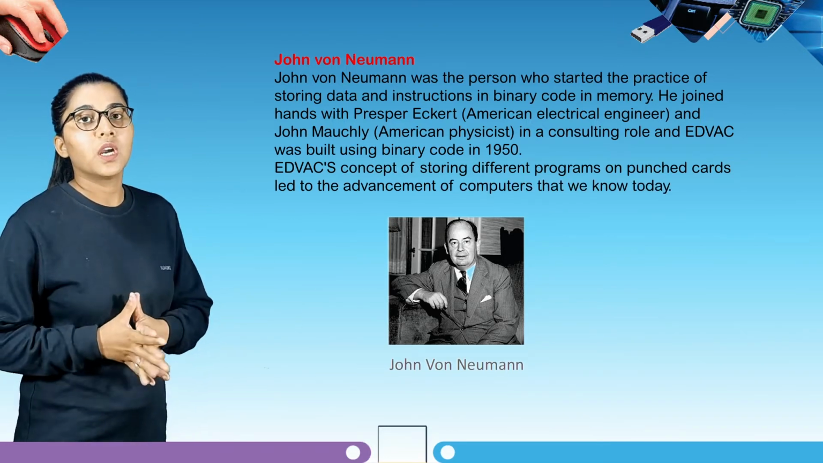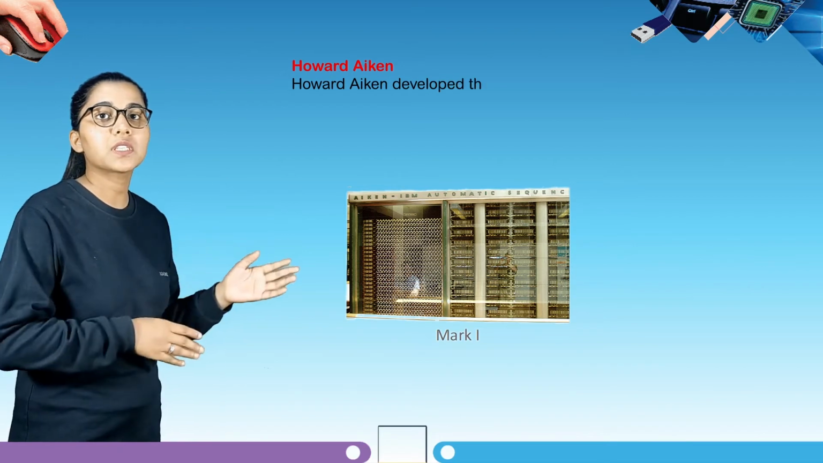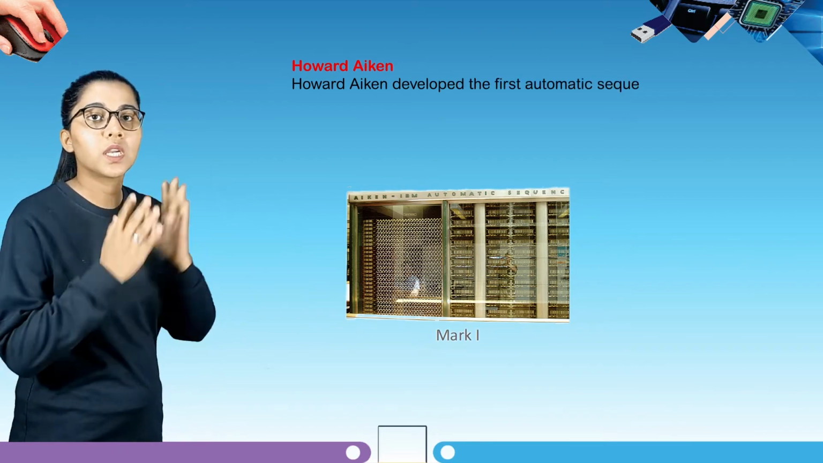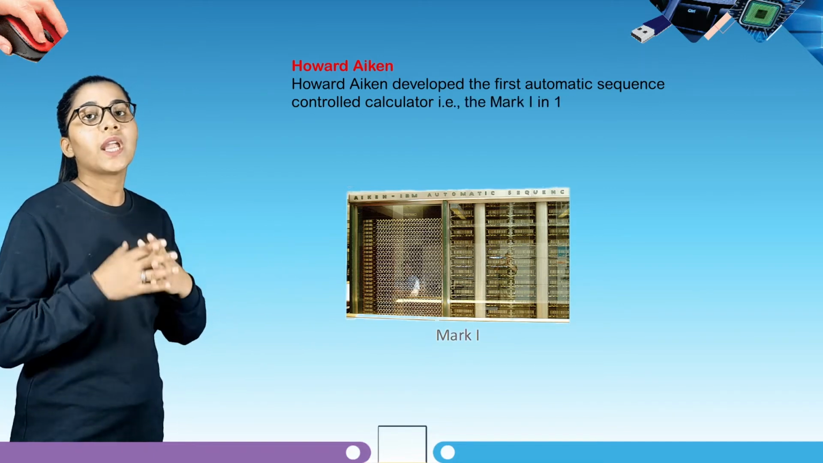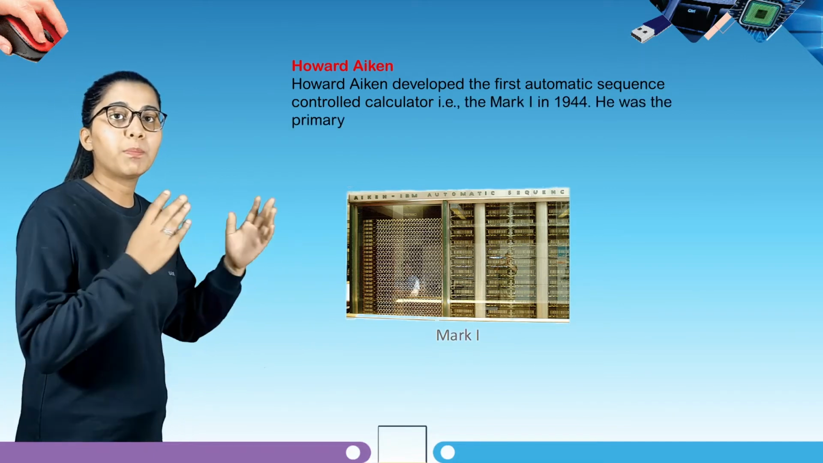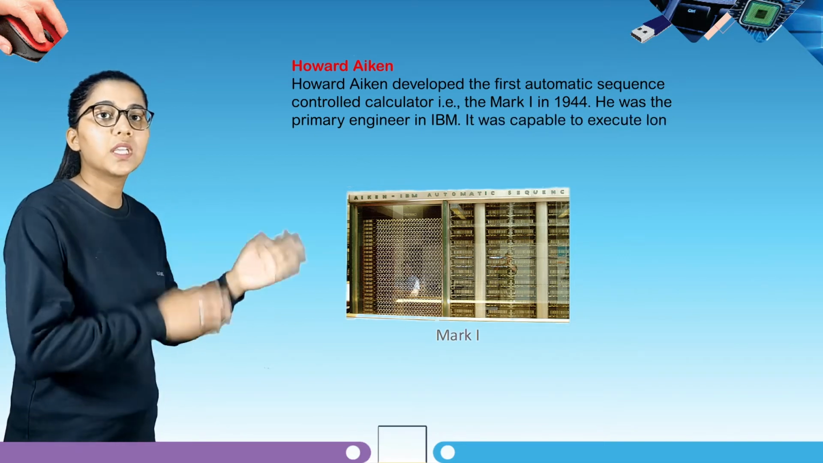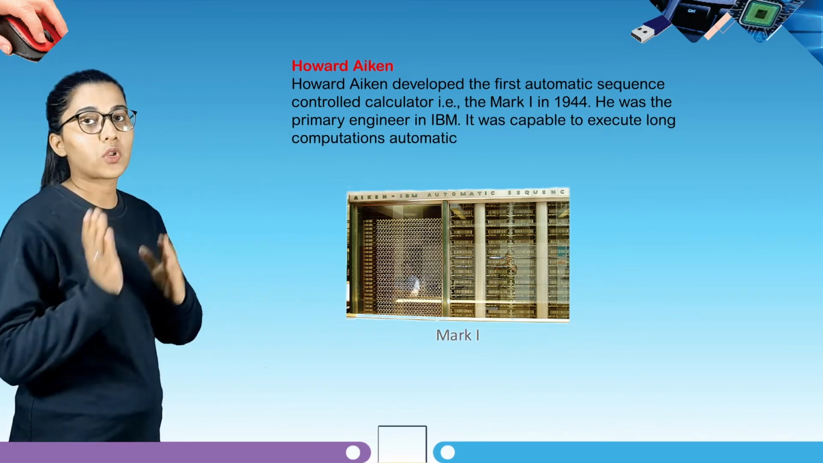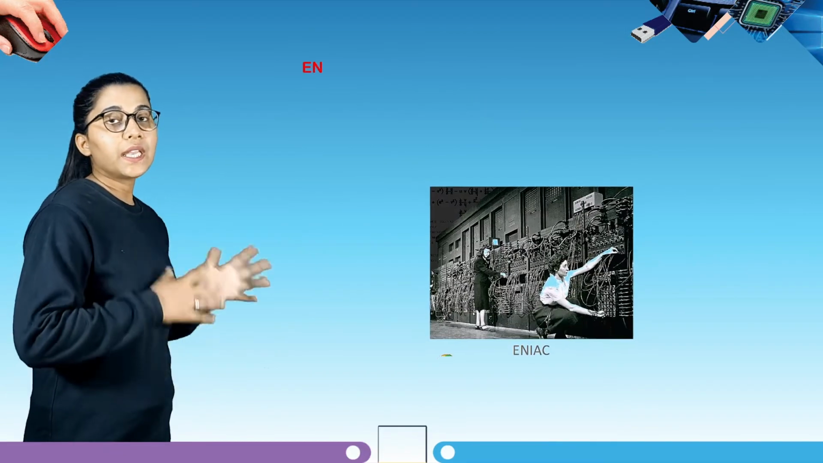Now students, our next inventor is Howard Aiken. Howard Aiken developed the first automatic sequence controlled calculator, that is the Mark I. In 1944, he was the primary engineer in IBM. It was capable of executing long computations automatically. Now students, let's learn about ENIAC.